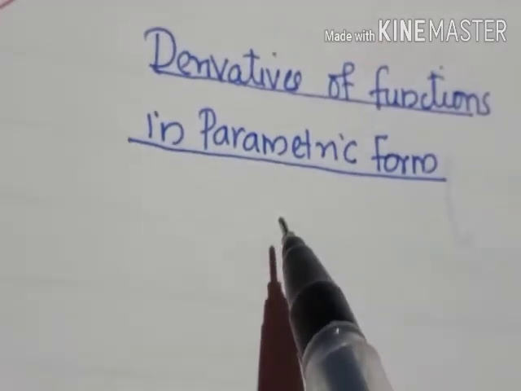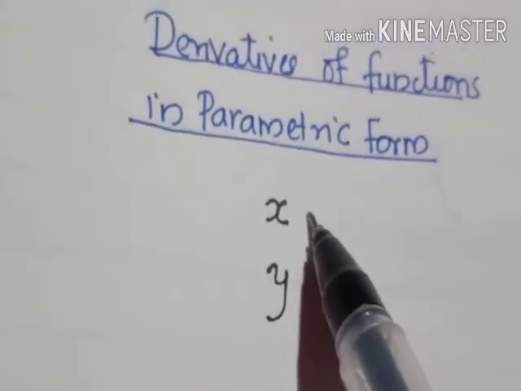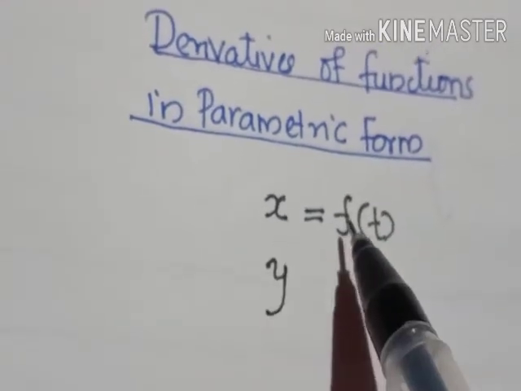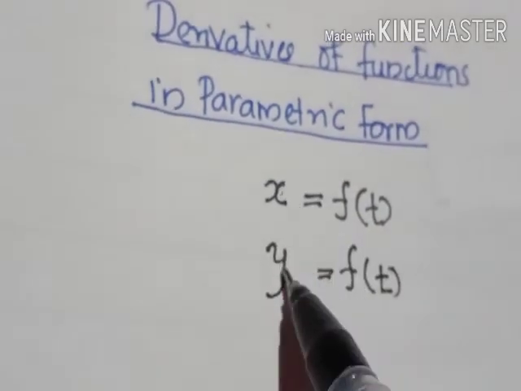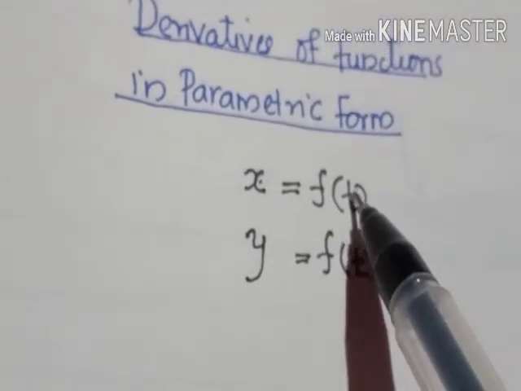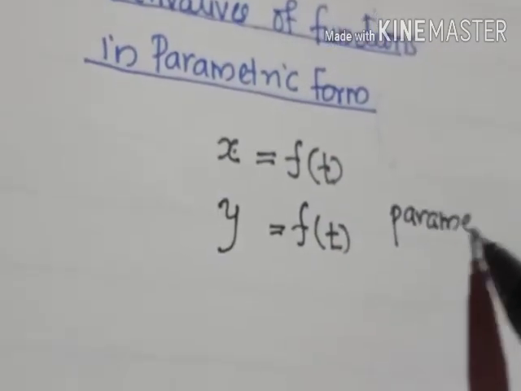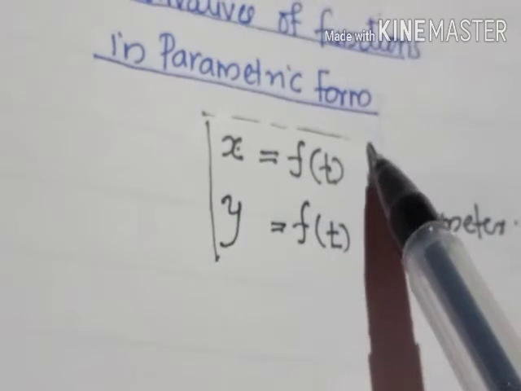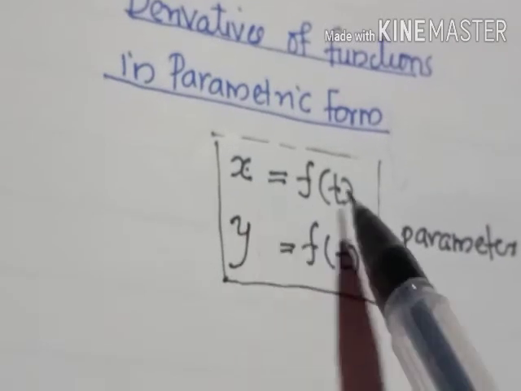So parametric form means, suppose we have two variables x and y, and these variables are in terms of another variable t. That is, x is a function of t and y is a function of t. So these two variables are written in terms of another variable, and this third variable t is called the parameter. So when we have two expressions in terms of a third variable, such functions are known as functions in parametric form.